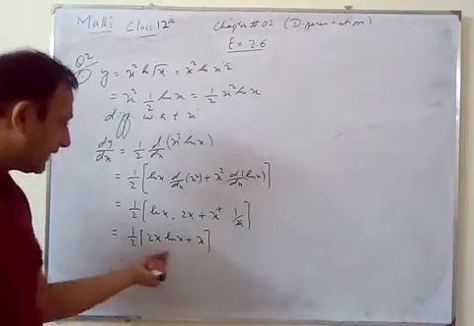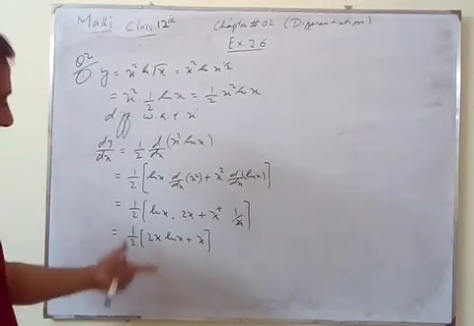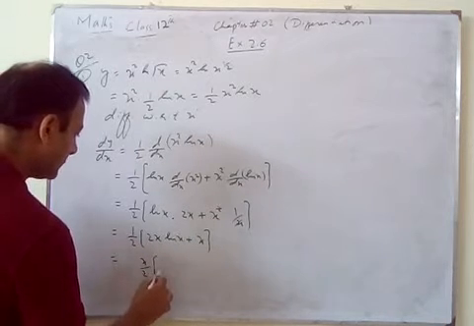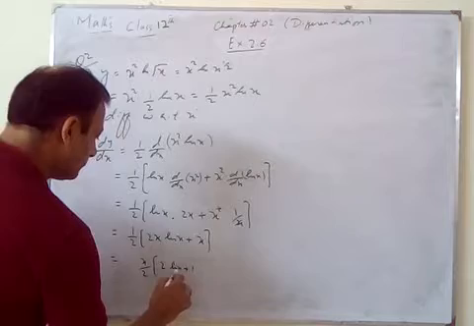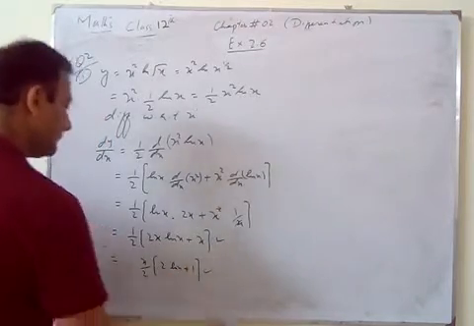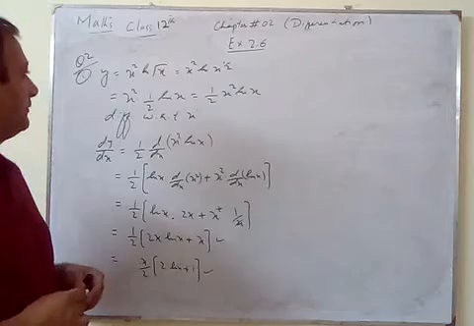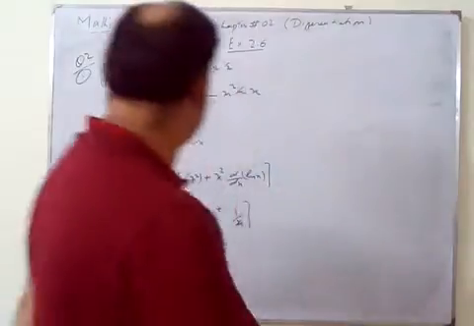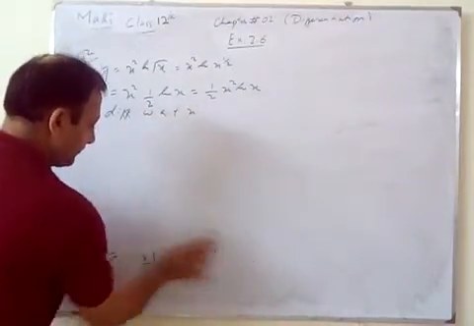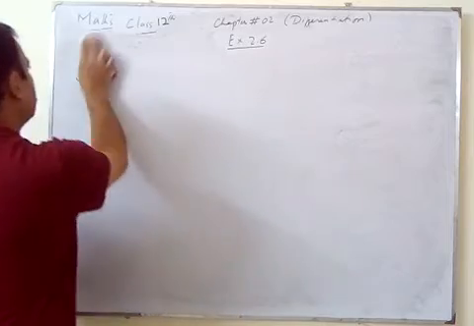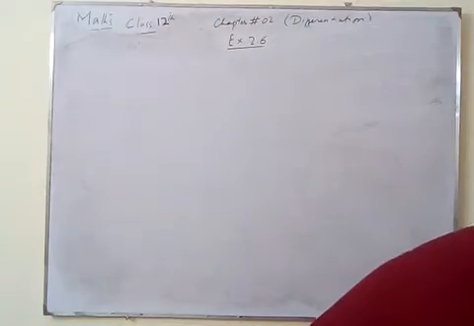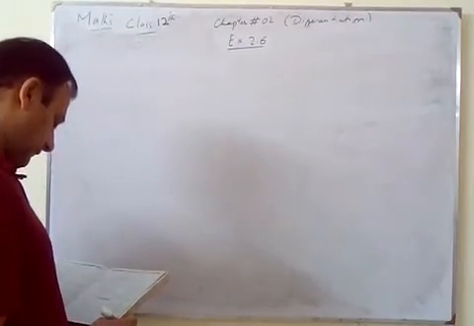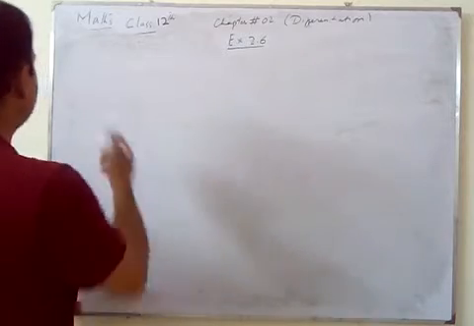At most you may take x common, that is also correct, but this one is also a correct answer. If you want to take x common, that is 2 log of x plus 1. There is no harm. So this is the derivative of this function. Now I solve one or two more questions from question number 2. The method is the same, but as the questions are different, I solve the second part also.